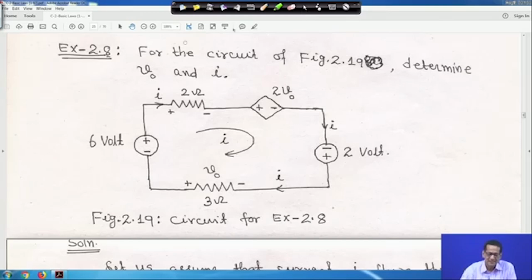So, the question is that there is a 6 volt source here, and here also a 2 volt source; their polarities are marked. This is a 2 ohm resistance, and this is a dependent voltage source 2 V 0, and this V 0 is across the 3 ohm resistor. The current is entering into the minus terminal. Look, this I we have taken in the clockwise direction. So current is entering the plus terminal here, also entering the plus terminal here, and entering the minus terminal here and here. We have to find out V 0 and the current I.